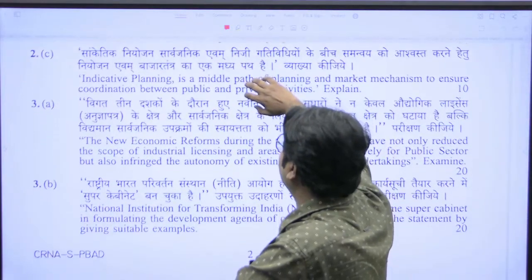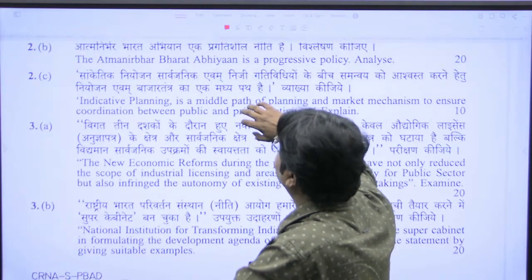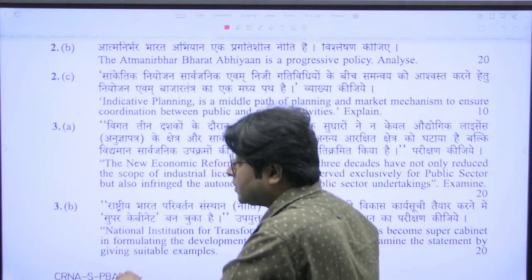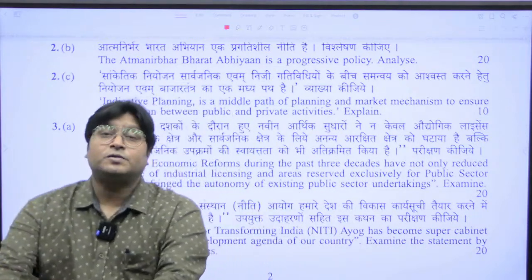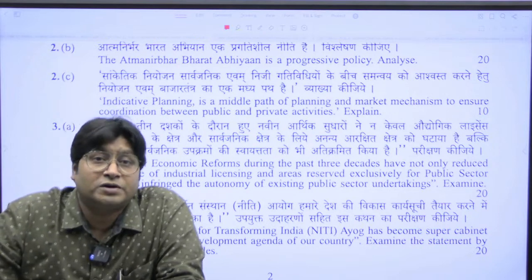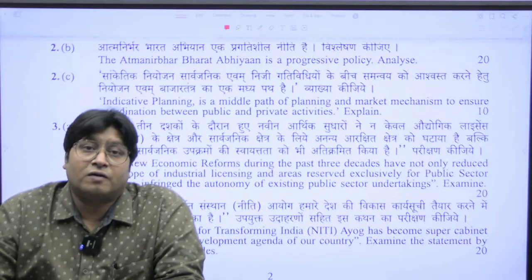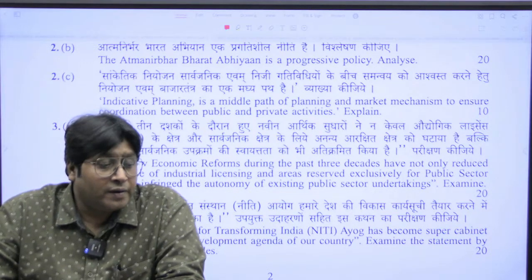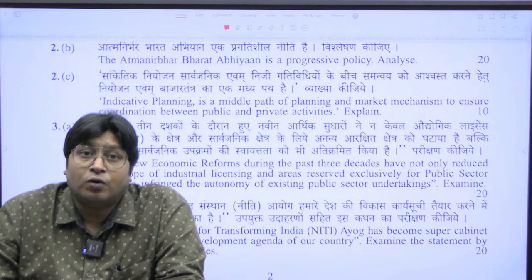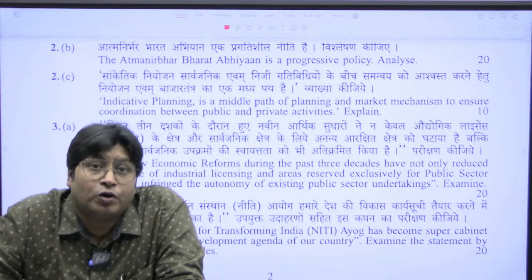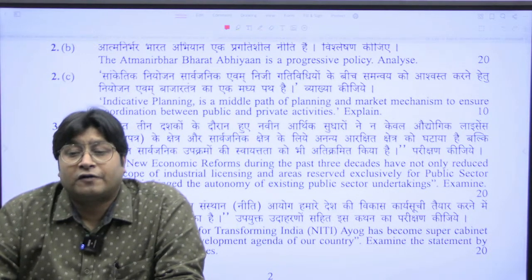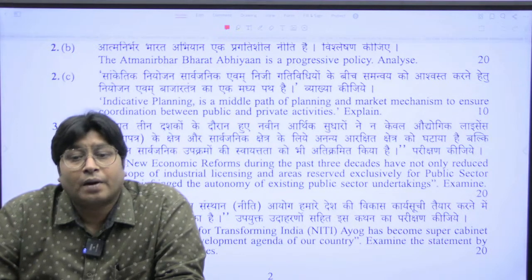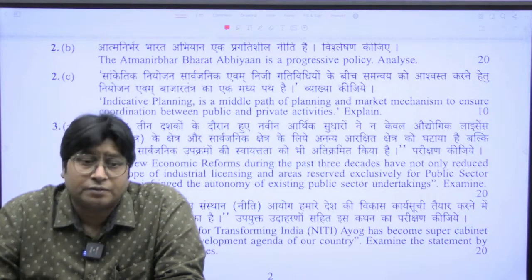Then see, new economic reforms. Coming to 2C, Atmanirbhar Bharat is a progressive policy. See, it is very obvious that in many of the questions in paper 2 you will find the contemporary policies of the government always reflected, right? So today also you can refer more to how they are focusing on blue economy and responsible artificial intelligence, AI, new data policy and data localization.